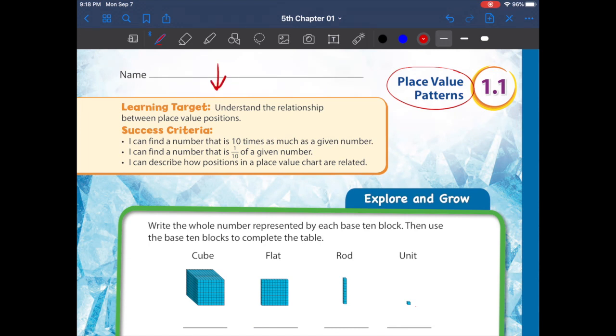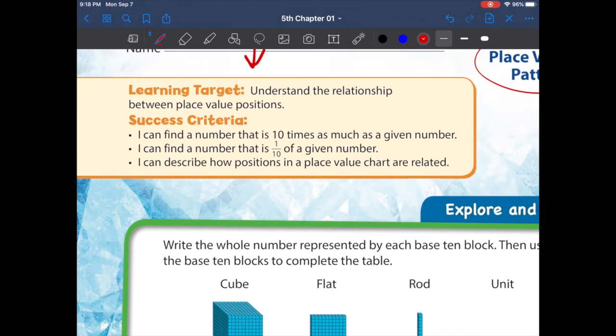Today we're going to learn to understand the relationship between place value positions. Okay? What can we do at the end of today's lesson? Well, I can find the number that is 10 times as great as a given number. I can find the number that is 1/10 of a given number. I can also describe how positions in a place value chart are related.